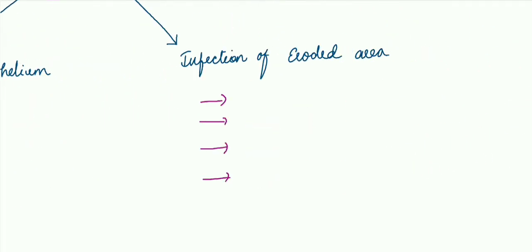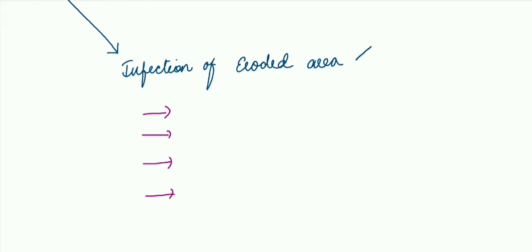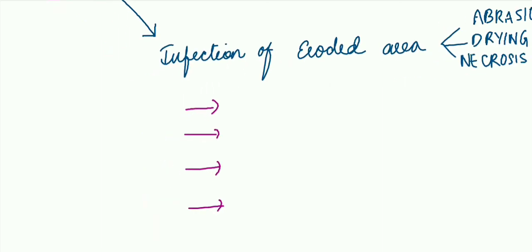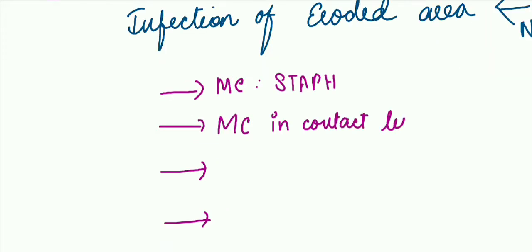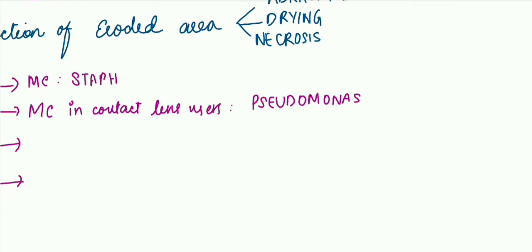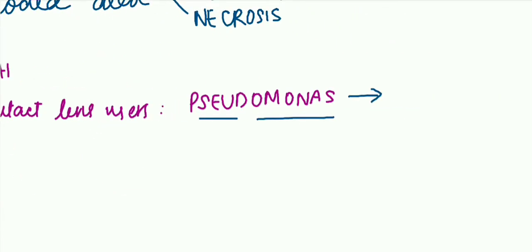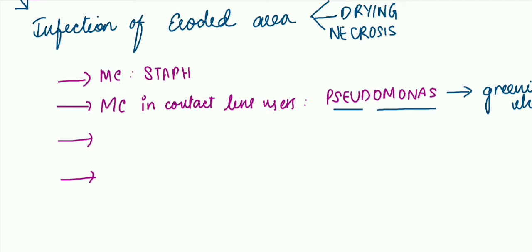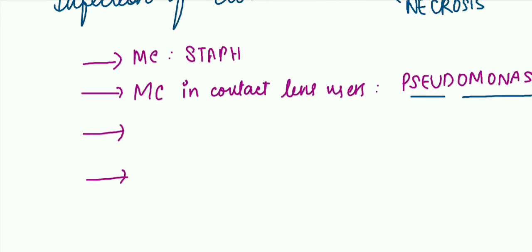Eroded area infection: the eroded area is mostly caused by abrasions, drying or necrosis of the cornea, and this area is then infected. The most common organism infecting is Staphylococcus, and the most common in contact lens users is Pseudomonas. A characteristic feature of Pseudomonas ulcer is that it produces a greenish ulcer, and we also have Neisseria and Enterobacteriaceae producing infection in an eroded area.